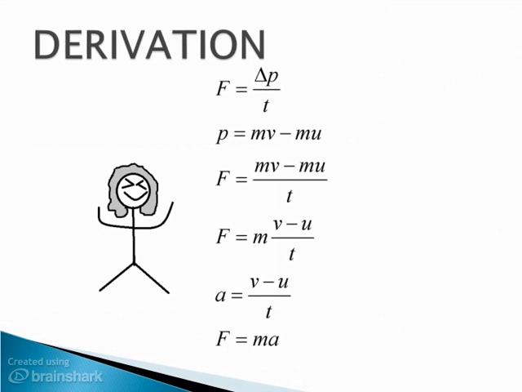Now, the change in momentum is equal to mv minus mu, and because the mass is constant, this can be factorized out, leaving us with m times (v minus u) over t. Now, you may notice that that is equal to the acceleration, so if you sub in a, then that leaves you with the equation F equals ma.